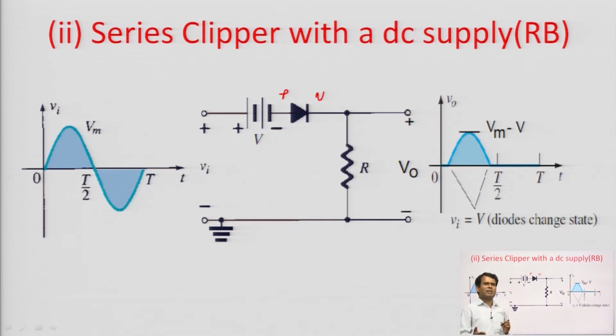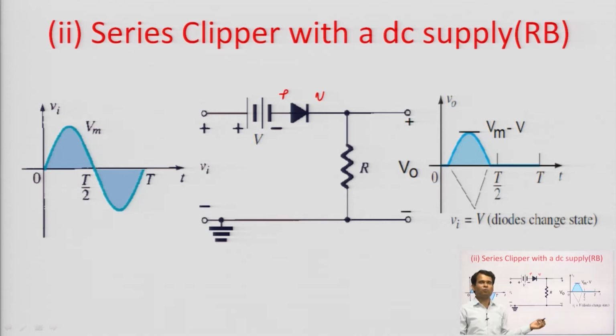This means each circuit has 3 combinations: one is unbiased and 2 are biased. Out of the 2 biased, one is reverse bias and the other is forward bias with the DC supply voltage. Then this is the series clipper with the DC power supply. In this circuit, if the V voltage is not here, then what will happen? For the positive half cycle the diode will be in forward bias, but here since the diode is reverse biased with the voltage V, only when the input voltage is greater than V will the diode become forward biased, otherwise it will remain in reverse bias.